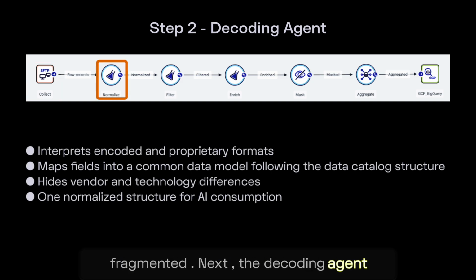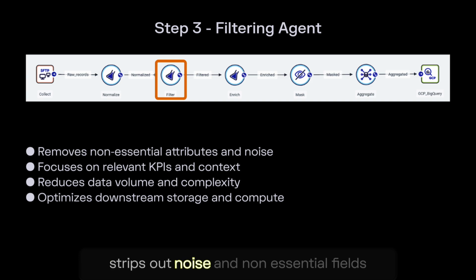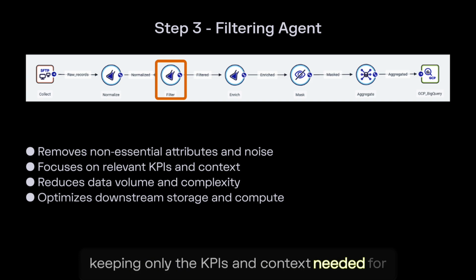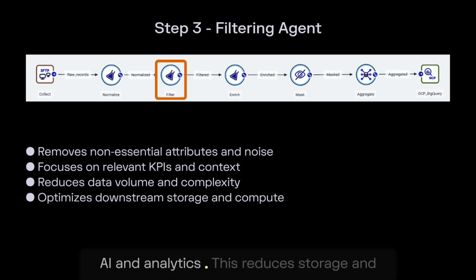Next, the decoding agent converts diverse formats and proprietary schemas into a normalized structure. This removes vendor and technology dependencies and gives AI agents a single, coherent data model. The filtering agent then strips out noise and non-essential fields, keeping only the KPIs and context needed for AI and analytics. This reduces storage and compute while sharpening the signal for downstream models.